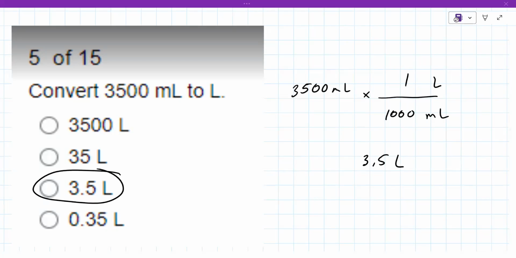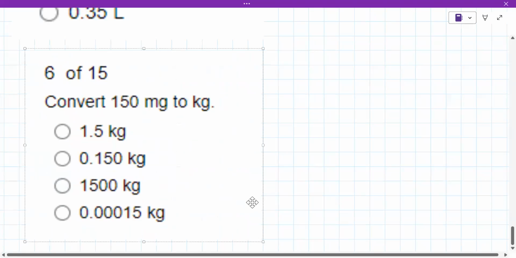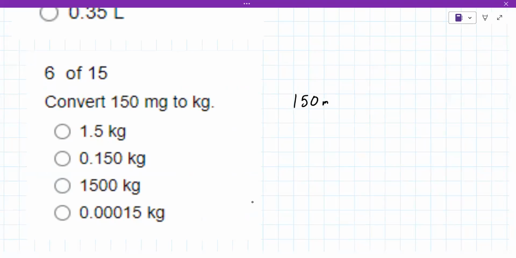They're going to get more complicated, but they're all sort of the same. You set them up with the given quantity. So in this case, you start with 150 milligrams times how many milligrams are in a kilogram. It's again thought of as 1,000 milligrams in 1 kilogram. You divide and get 0.150 kilograms.